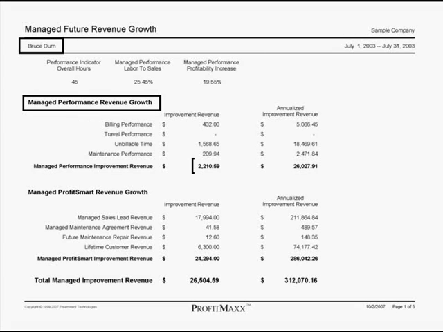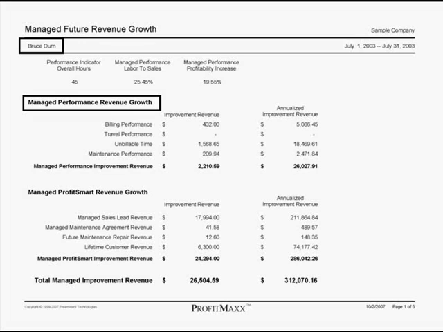The managed performance improvement revenue is the total potential improvement revenue from all of the managed performance revenue growth reports. If Bruce had performed up to our expectations, he could have seen total increases of $2,210 for this month alone, and a total of $26,027 for the full year. The numbers start to add up.